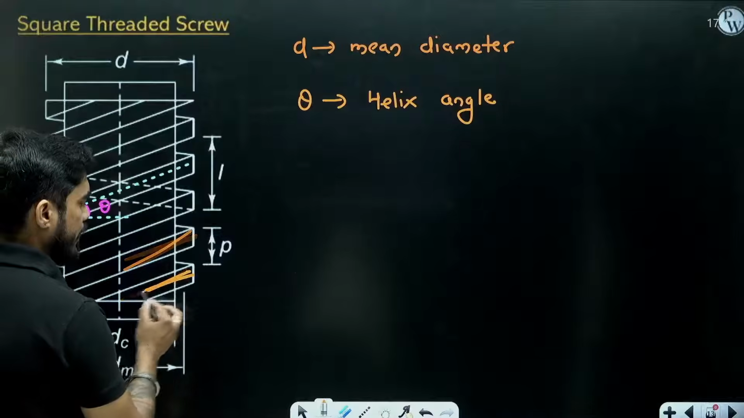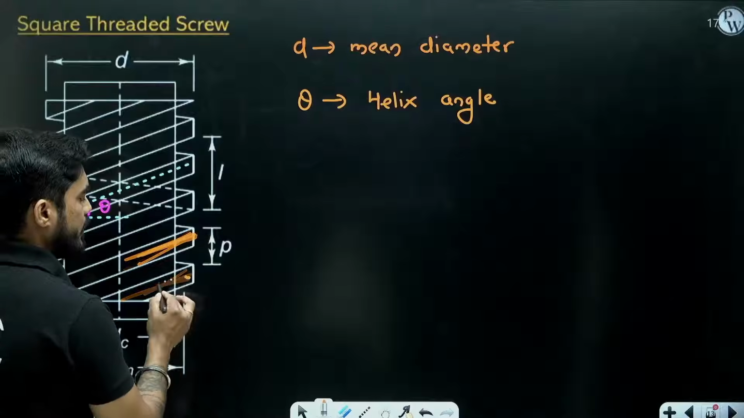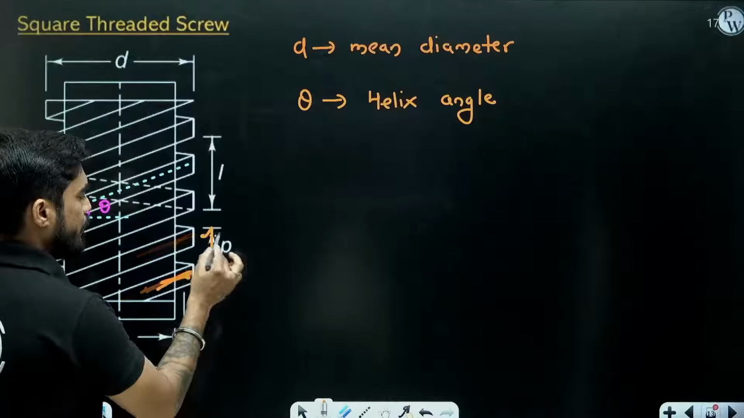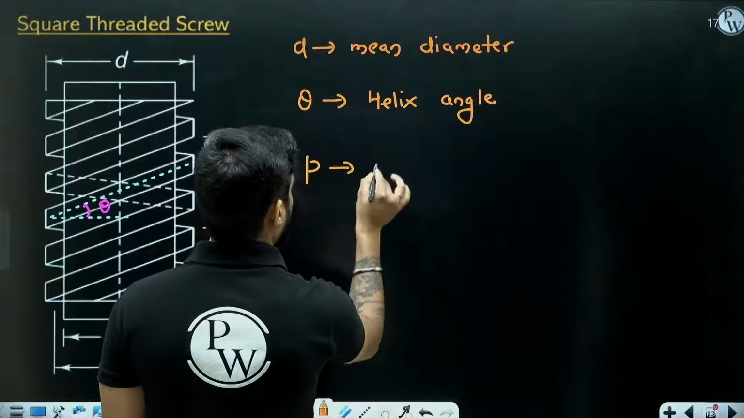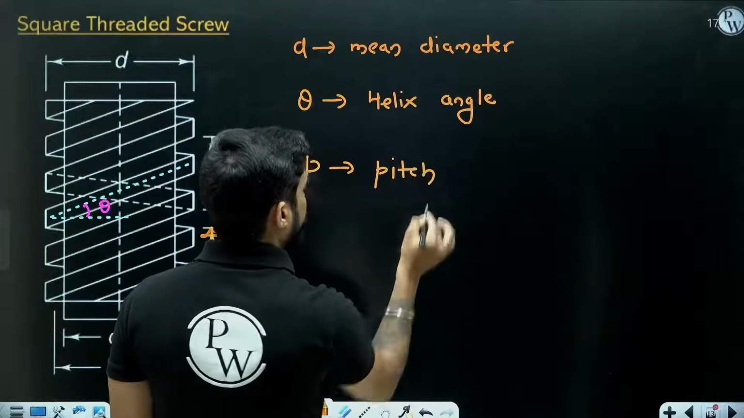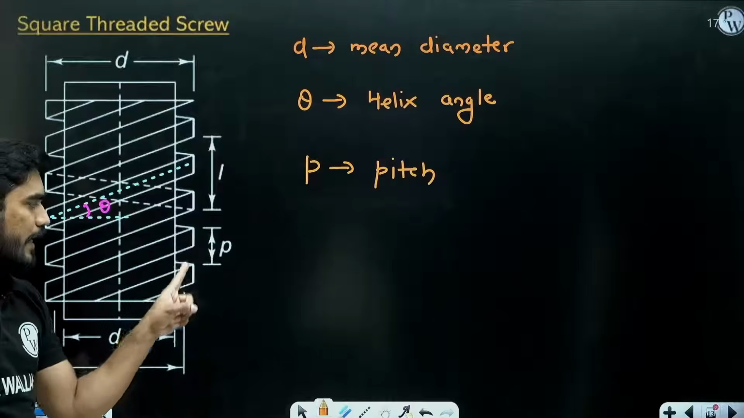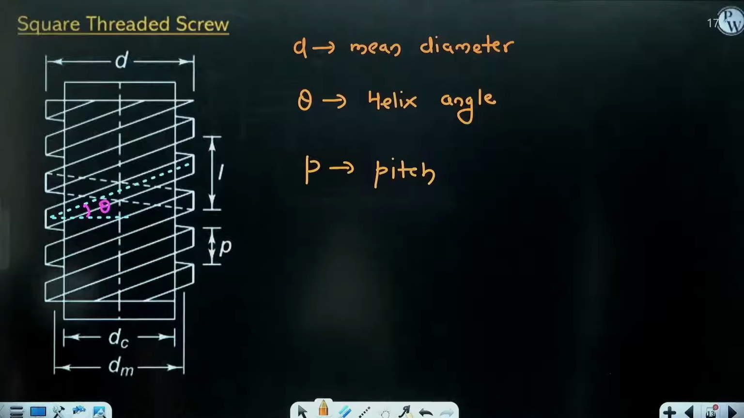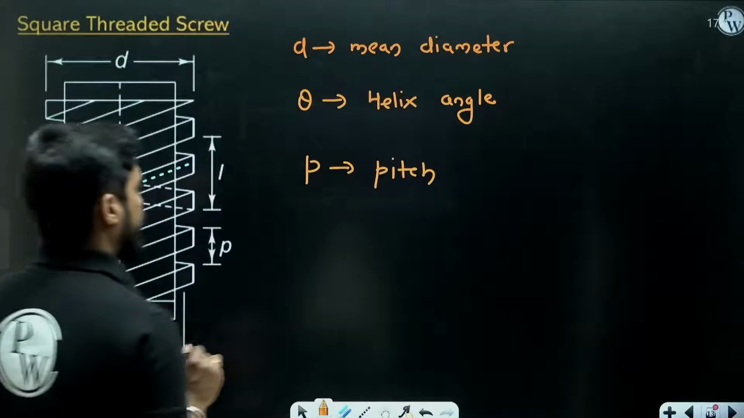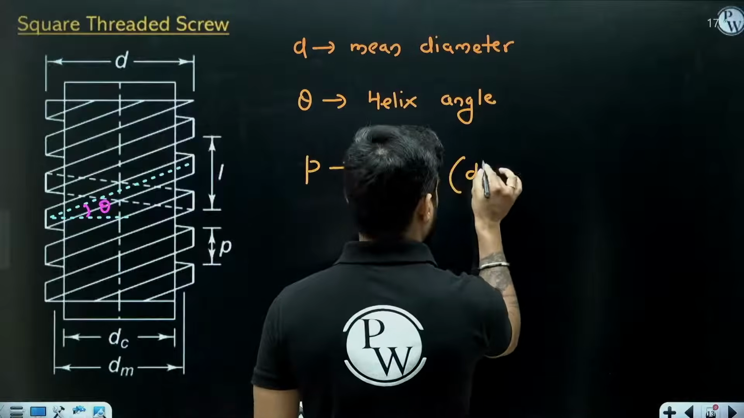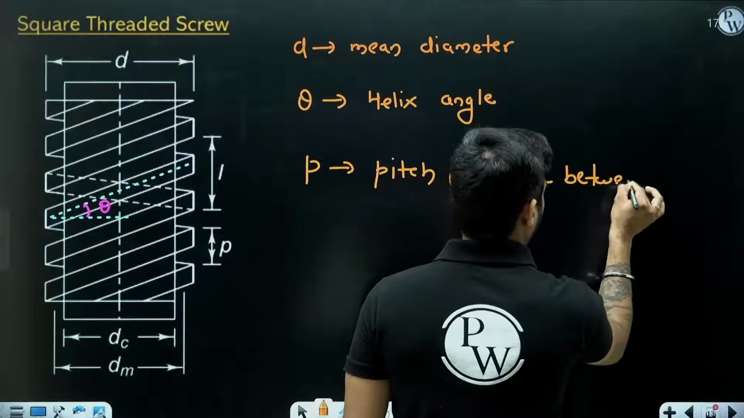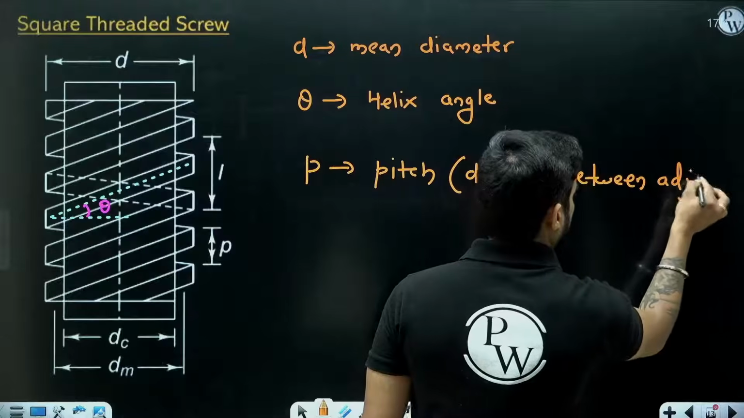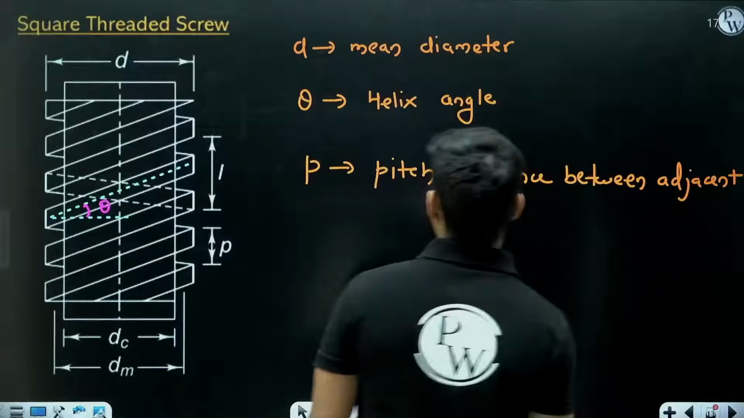Now you can see that the distance between the adjacent threads, this is one thread, this is the next thread. So the distance between the adjacent threads is given as P, which is known as pitch. What is pitch? It is the distance between the adjacent threads.